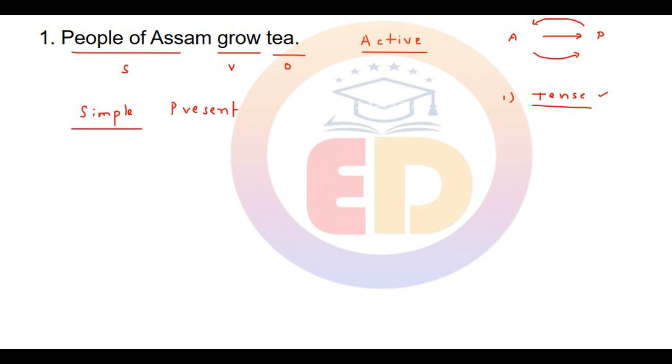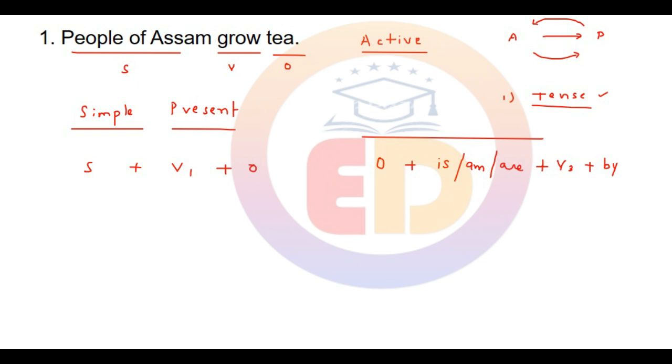The construction of simple present tense in active voice is subject plus first form of verb plus the object. And when I convert it into the passive voice, it becomes object plus helping verb is, am, or are, plus third form of the verb, followed by the preposition by, and at the end the subject.